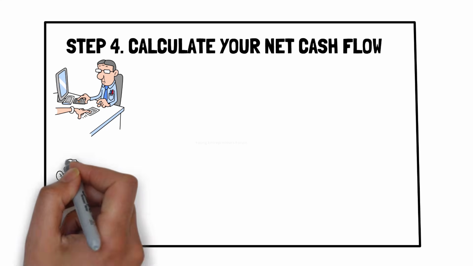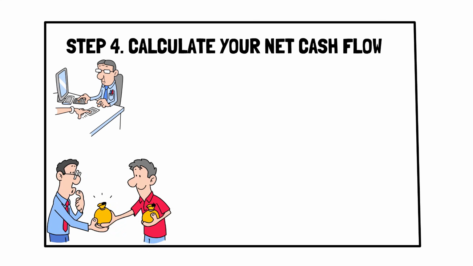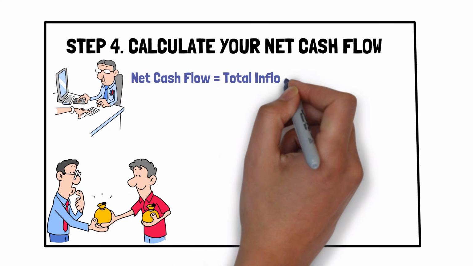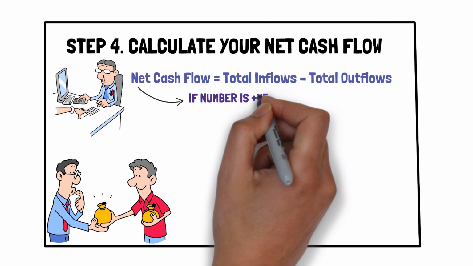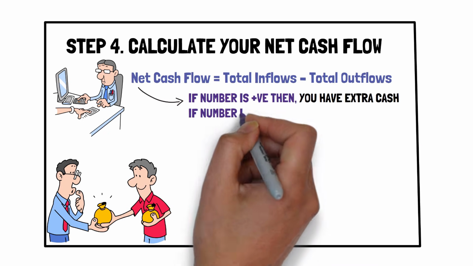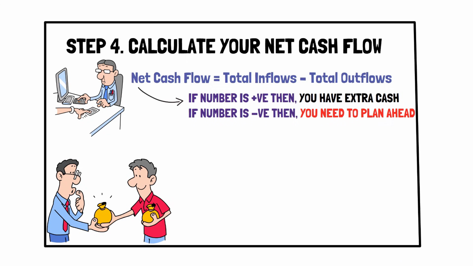Just subtract your total cash outflows, expenses, from your total inflows, revenue. Net cash flow equals total inflows minus total outflows. If the number is positive, you have extra cash. If the number is negative, you need to plan ahead.